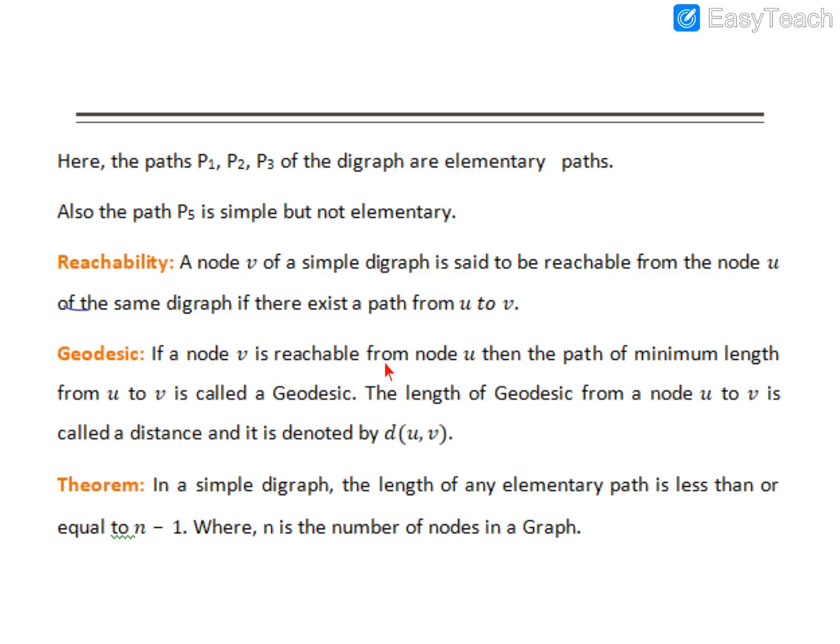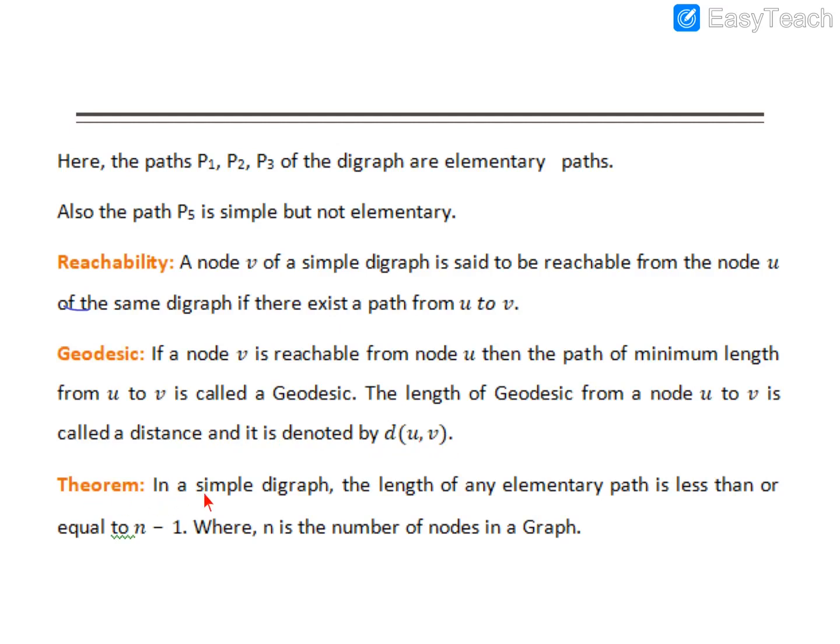Now what is geodesic? If a node V is reachable from the node U, then the path of minimum length from U to V is called geodesic. If V is reachable from node U, there may exist different paths between the two vertices V and U, as we discussed earlier in the topic path. But the path of minimum length is called the geodesic path. The length of the geodesic from a node U to V is called the distance and it is denoted by distance of UV.